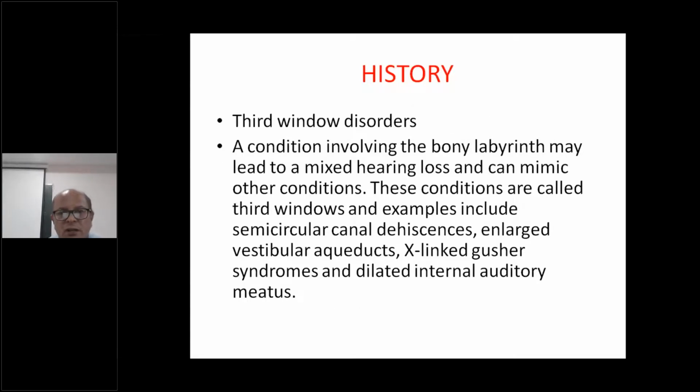So, third window disorder. What does third window mean? Normally we have two windows, the oval window and the round window. But in certain conditions, there occurs a deficiency or a dehiscence on the bony labyrinth. This leads to formation of another additional window that is called the third window. Examples include semicircular canal dehiscence.